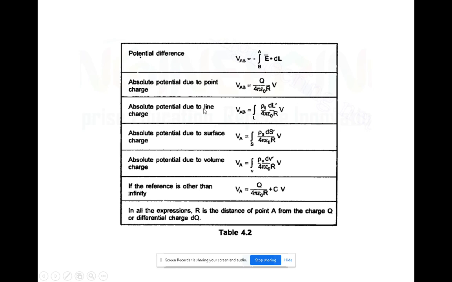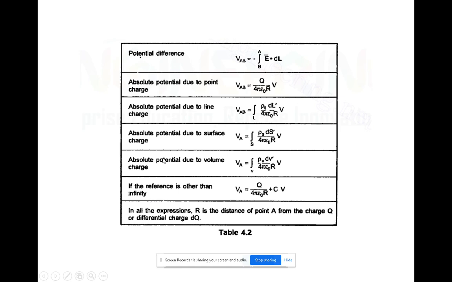Absolute potential due to line charge. Line charge na single integration will come for the same equation. அதே மாதிரி potential for surface charge means you will be having the double integration. This surface integral na mathematically you will be doing the double integration. Volume charge na triple integration. And then if you consider that infinity value for the reference value, then you will be getting the plus C. Additional to your basic value, Q by 4 pi epsilon naught R plus C கிடைக்கும். If you are considering the infinity value for the movement.